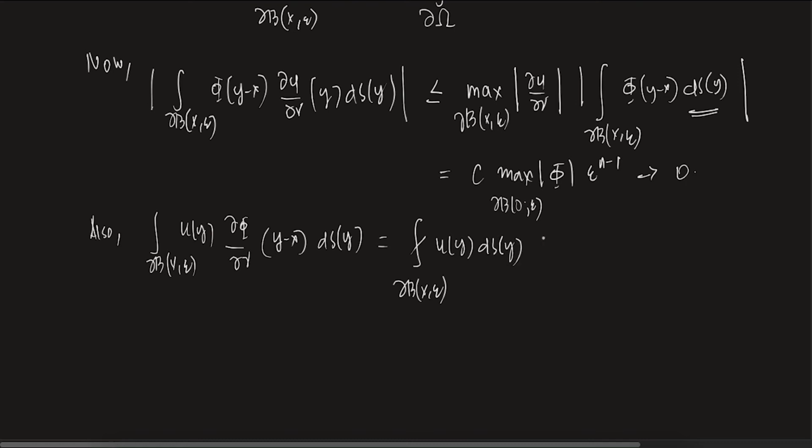This goes to u of x. If you remember, while proving that the convolution with phi solves the Poisson equation in Rn, this is the last part of that calculation. If you don't remember it, please go through that. We did the exact same calculation as a student exercise. I'm just using that, I'm not doing anything special here.